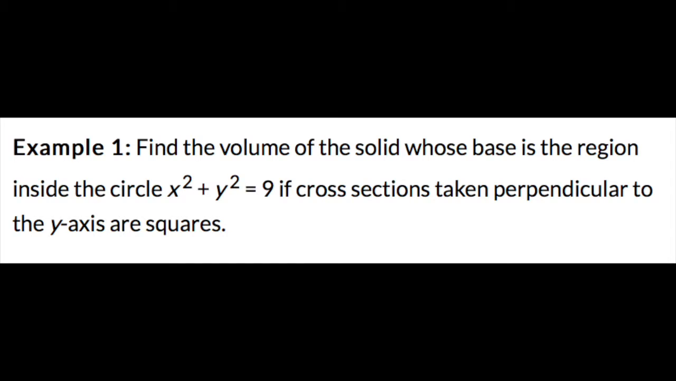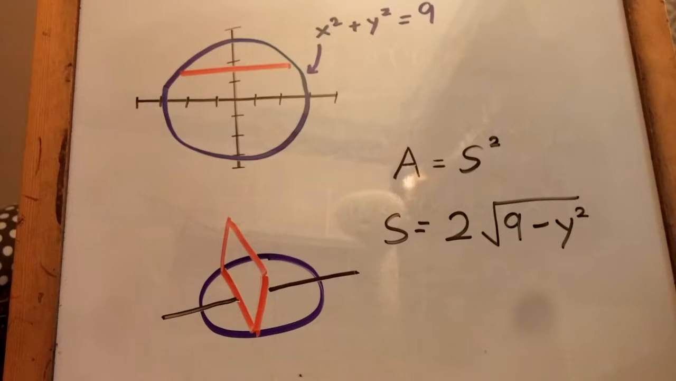So the easiest way to understand cross sections better is to just go ahead and do a problem. The first problem reads: find the volume of the solid whose base is the region inside the circle x squared plus y squared equals 9 if cross sections taken perpendicular to the y-axis are squares. The first thing we have to remember is that because the cross sections are squares perpendicular to the y-axis, the area of each cross section should be expressed as a function of y.